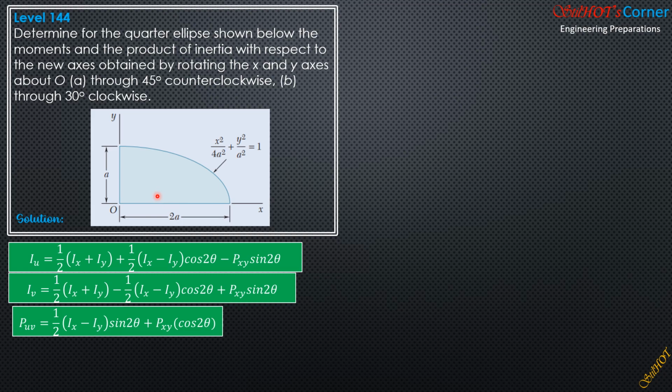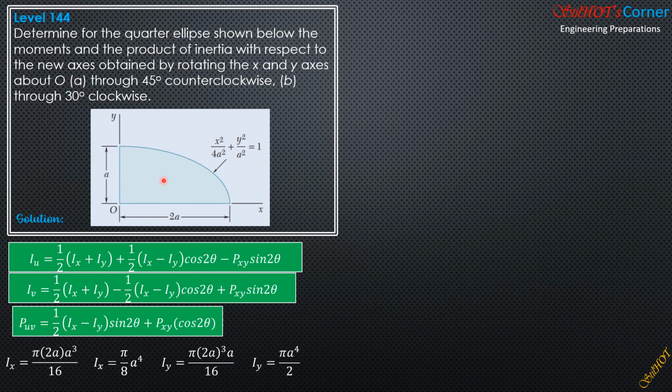So as I said, Ix is π (2A)(B cubed), so A cubed, over 16. So π A is 2A, B is A, cubed over 16. Simplifying, that's πA to the 4th over 8. While Iy is equal to π (2A) cubed times B over 16, where B is A. Simplifying, Iy is πA to the 4th over 2.